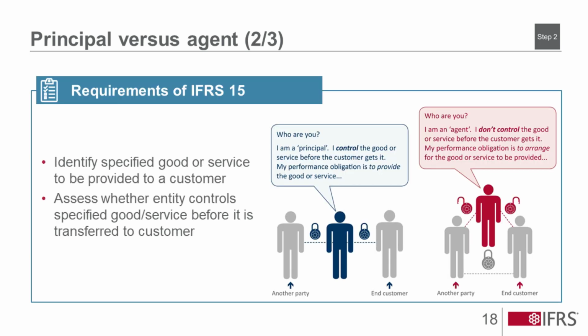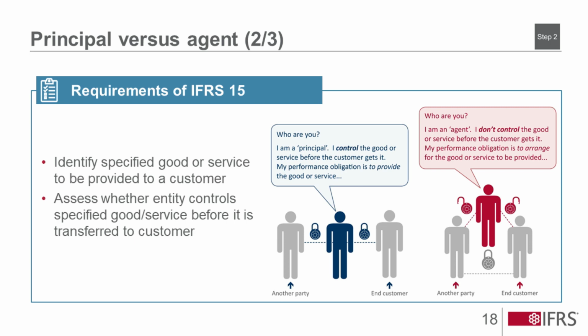So, how did the board go about addressing the issue? IFRS 15 uses the concept of control to help determine whether an entity is a principal or an agent. An entity uses a 2-step process. First, the entity identifies the specified good or service. For example, if I'm a travel company selling airline tickets, the specified good that I am providing to my customer is a flight ticket, but not the service of flying the customer.